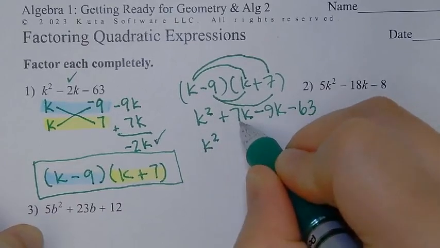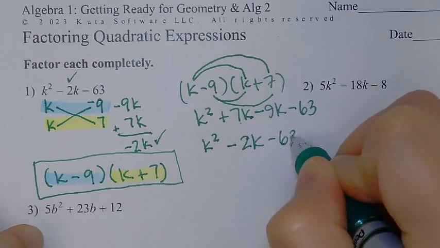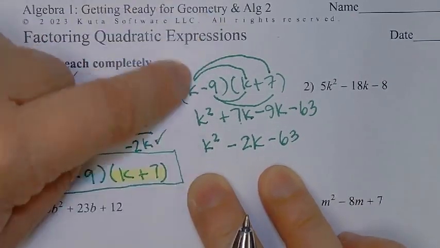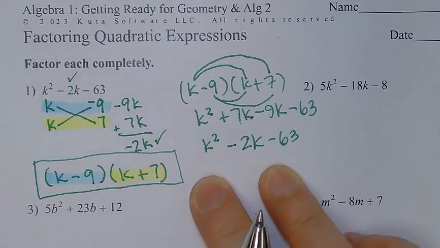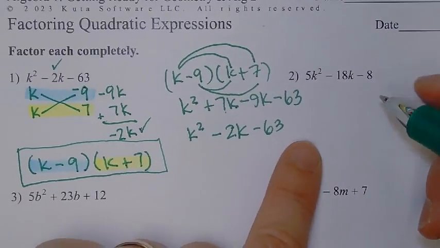And so we get k squared, 7k minus 9k is negative 2k, minus 63. See how this is the same thing as our answer, right? So these two expressions are equivalent. They're the same. Okay, so we're going to move on to number 2.